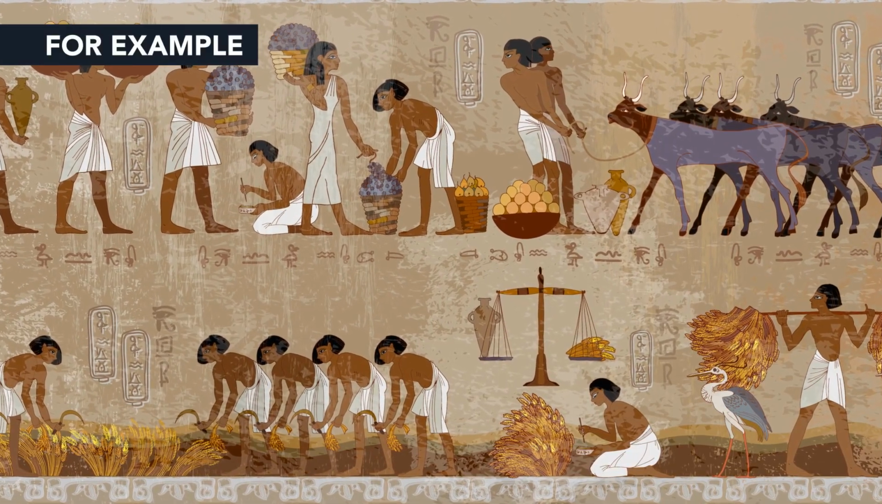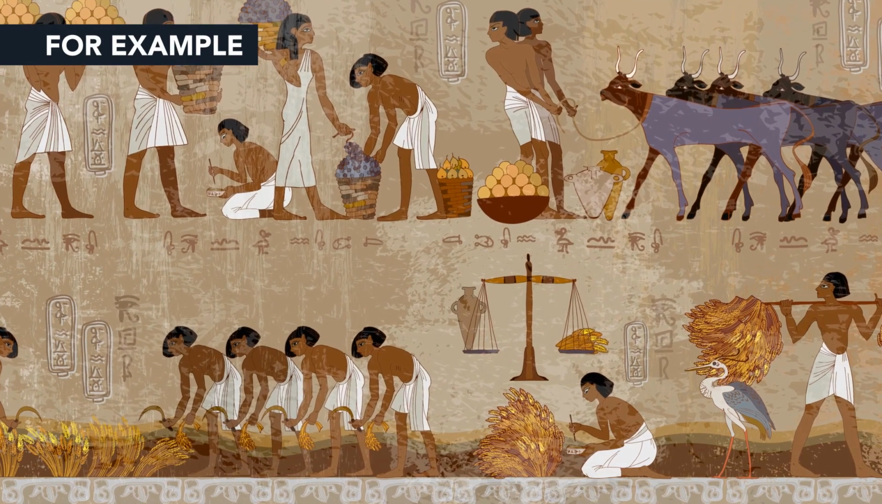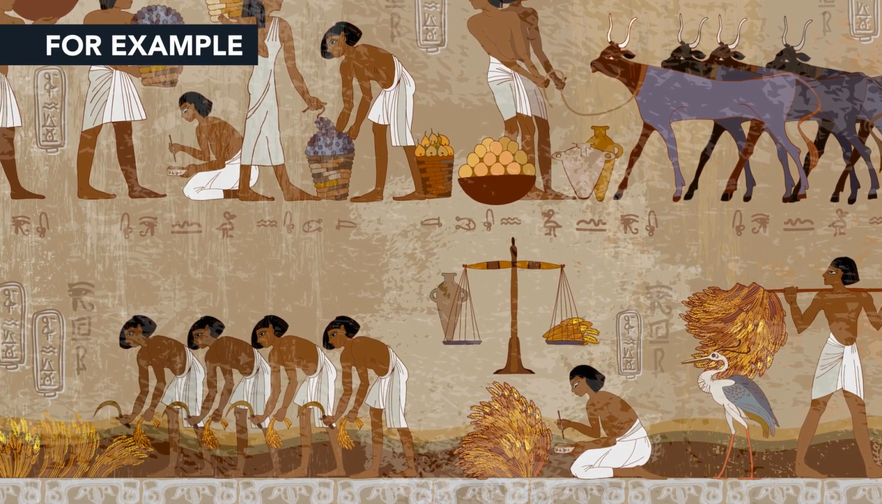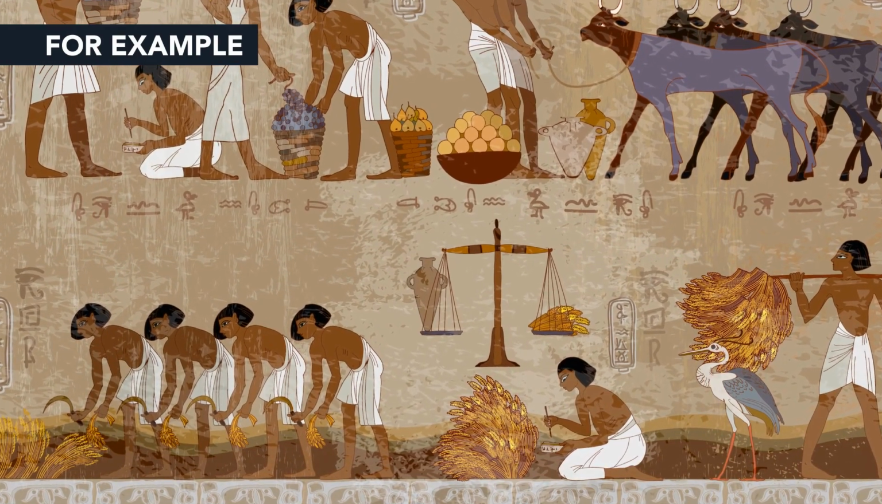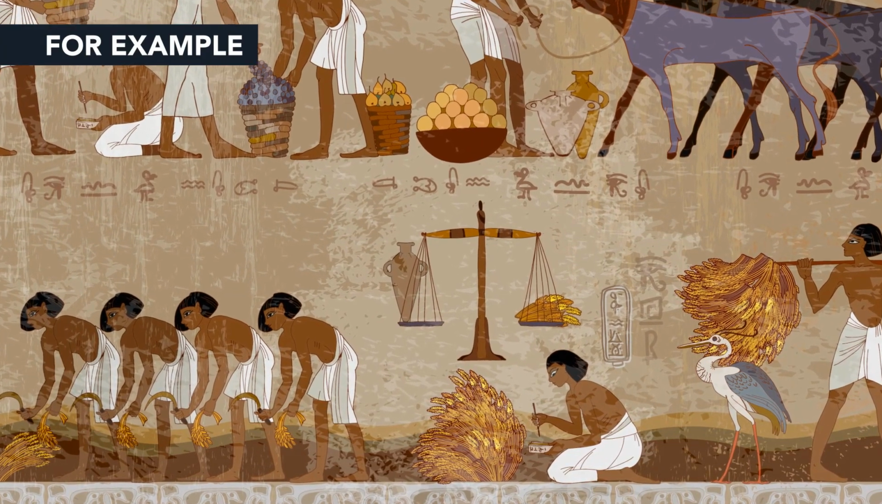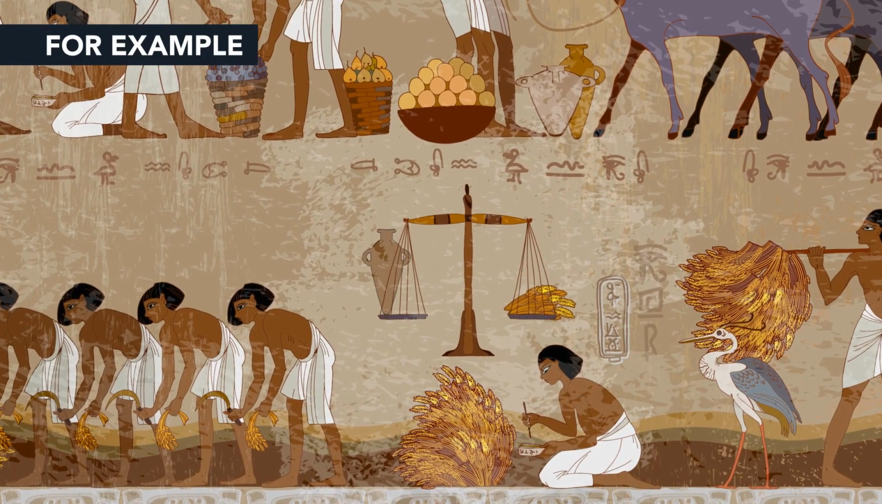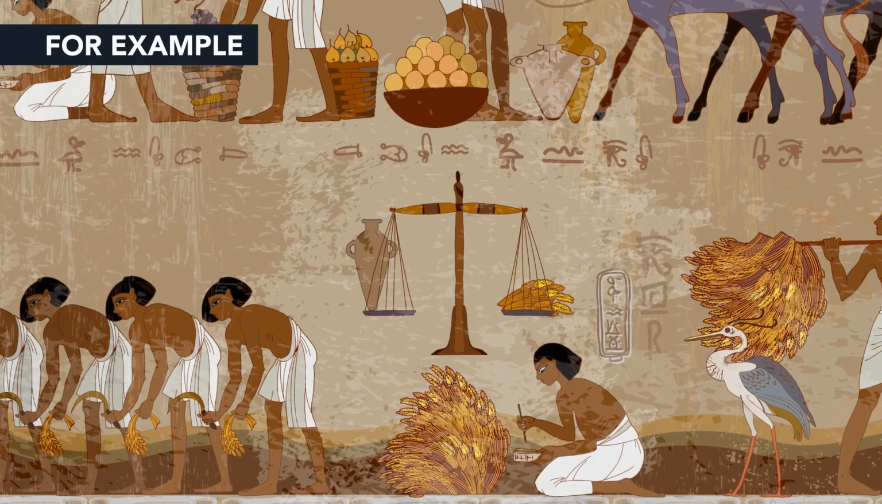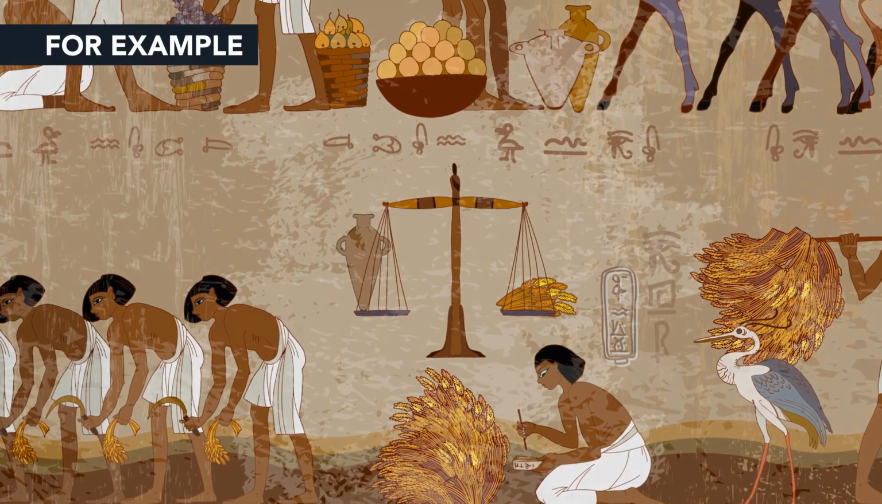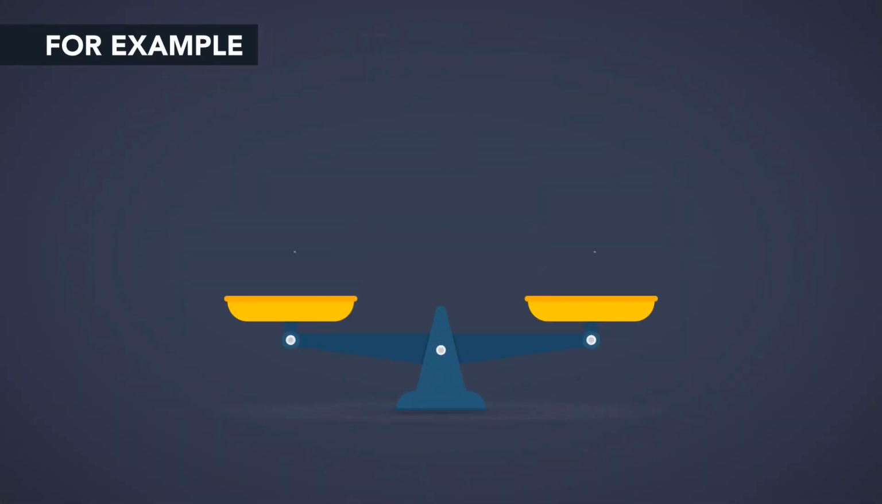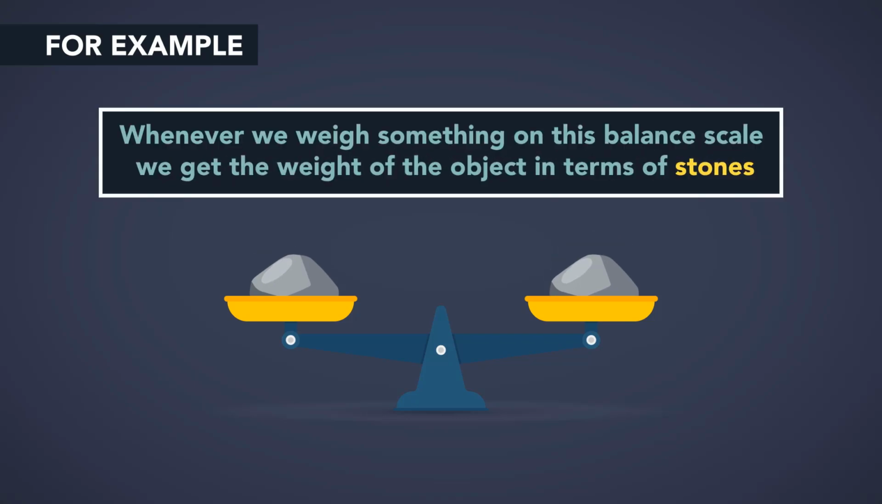In the ancient world, weight was determined by a balance scale. On one side of the scale, say the left side, we place the object we want to weigh. And on the other side of the scale, we place equal weights so that the scale balances. For illustrative purposes, say that the weights were equal-sized stones. Whenever we weigh something on this balance scale, we get the weight of the object in terms of stones.